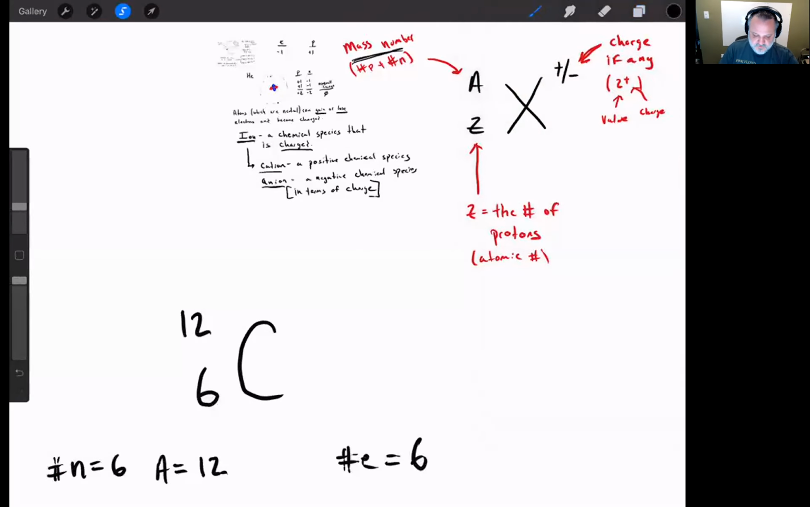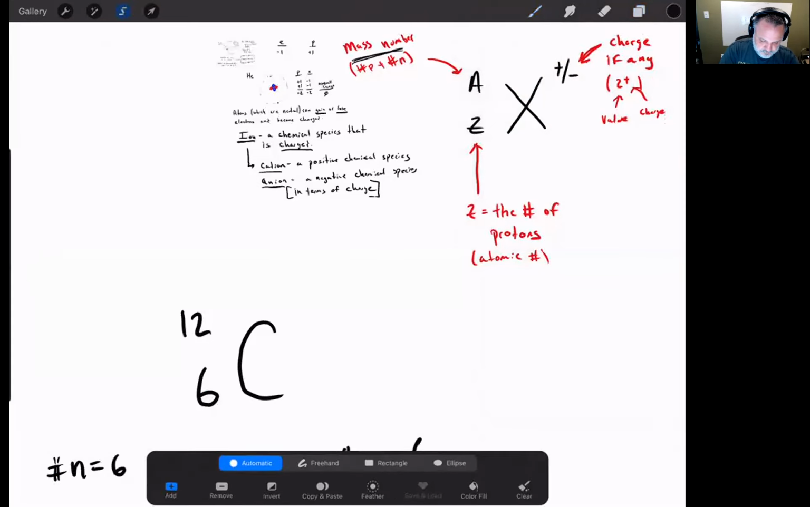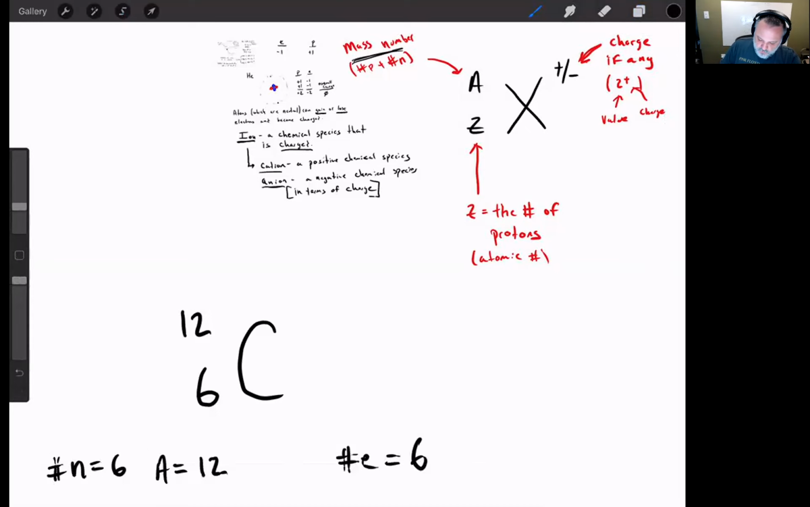Okay, let's stop messing around. What happens if it gains an electron? What if it has 7? What's its charge then? It would be 1 minus, exactly. And by convention, we never write the value if it's only 1, right? So a single negative sign means 1.